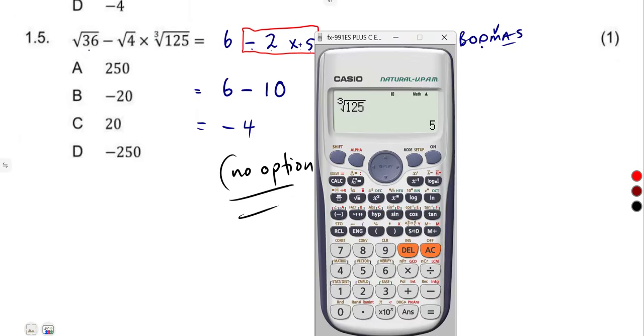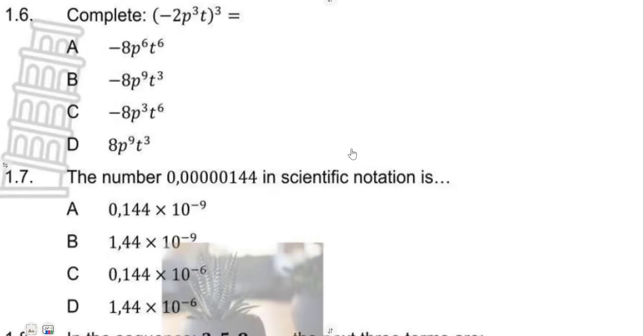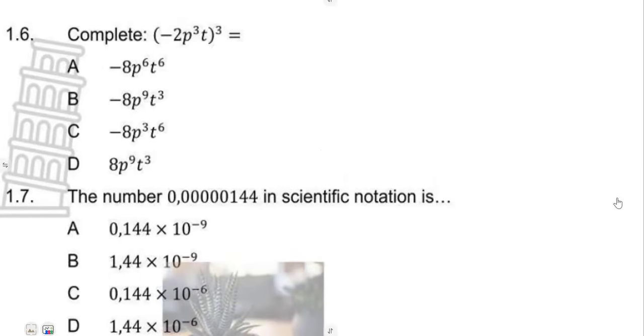Let us just verify on our calculator directly: the square root of 36, move aside, minus the square root of 4, you move aside again. Then times the cube root. You're going to press shift and you press the square root. So that's the cube root of 125. As it is here, this is going to give us a negative 4. Exactly what we obtained, but that answer is not given. So there is no option. It was just going to be free marks for that. All right, 1.6 complete.